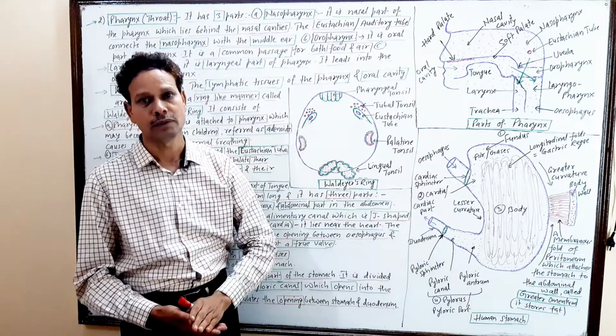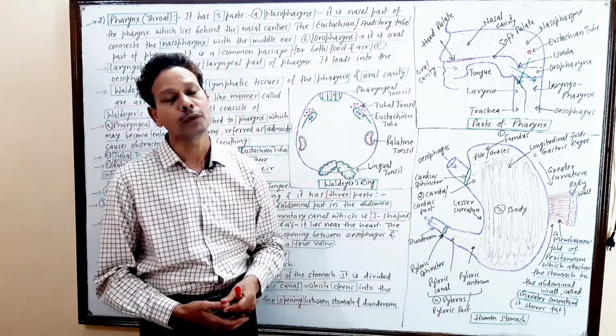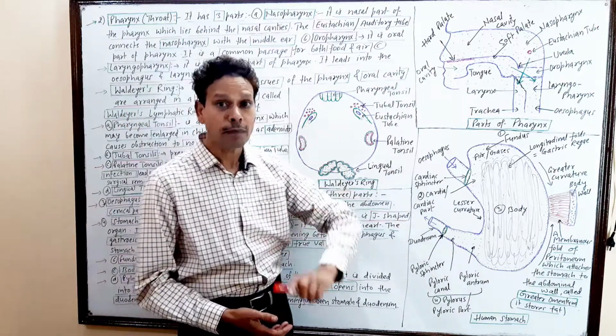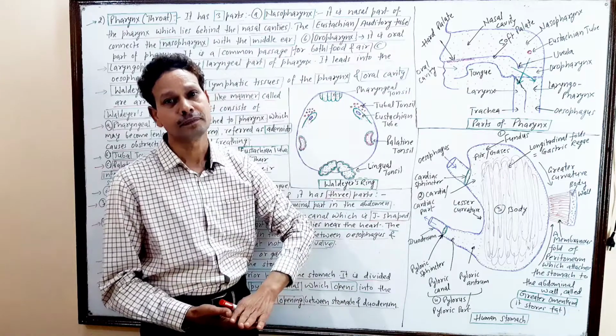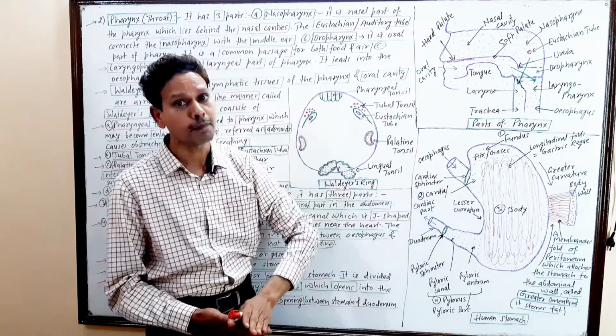The first part of the alimentary canal is the mouth, and the mouth is divided into two parts, vestibule and oral cavity. We have already discussed that. The next part of the alimentary canal is the pharynx, the throat. And this pharynx is divided into three parts.